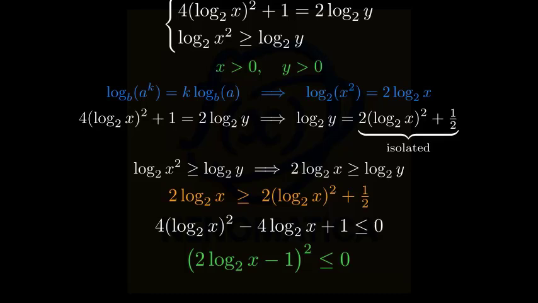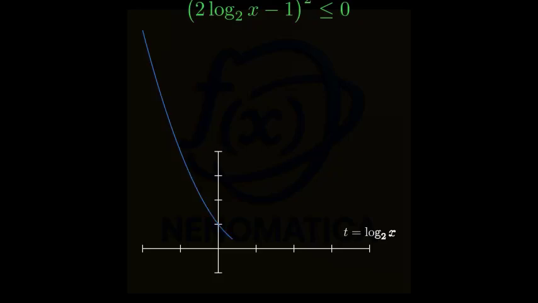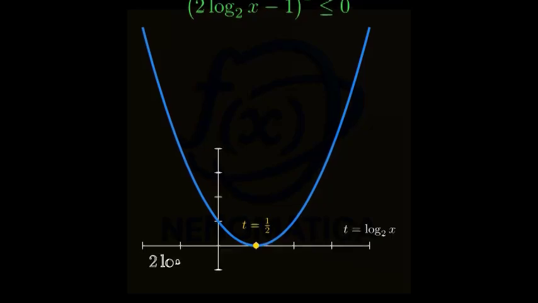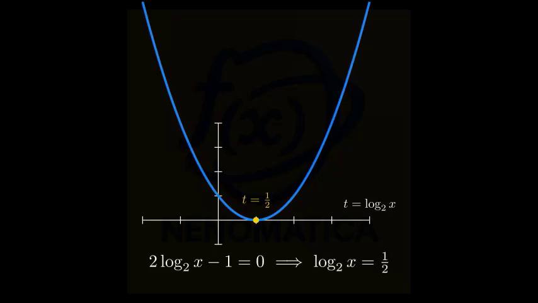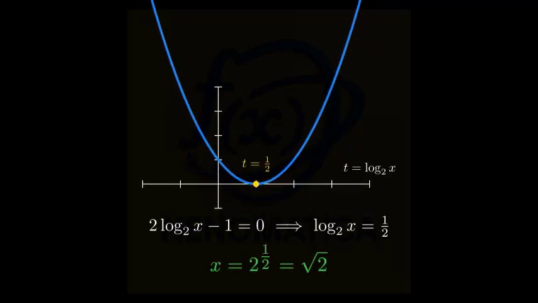To build intuition, let t be log base 2 of x and graph the quadratic. The horizontal axis is t. We plot y equals 4t squared minus 4t plus 1. The parabola opens upward and touches the horizontal axis only at t equals 1/2. Because a square is never negative, the inequality less than or equal to 0 can only hold at that single point. Therefore, we must have 2 times log base 2 of x minus 1 equals 0. That means log base 2 of x equals 1/2. Converting to exponential form gives x equals 2 to the 1/2, which is the square root of 2.